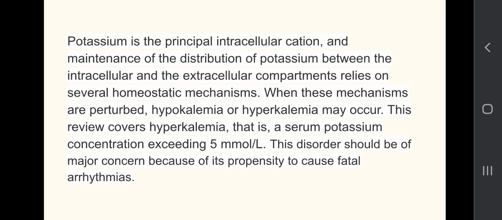Potassium is the principal intracellular cation, and maintenance of the distribution of potassium between the intracellular and extracellular compartments relies on several homeostatic mechanisms. When these mechanisms are perturbed, hypo- or hyperkalemia may occur. So this review will cover hyperkalemia, that is, when serum potassium concentration exceeds 5 millimoles. This disorder should be of major concern because of its propensity to cause fatal arrhythmias.